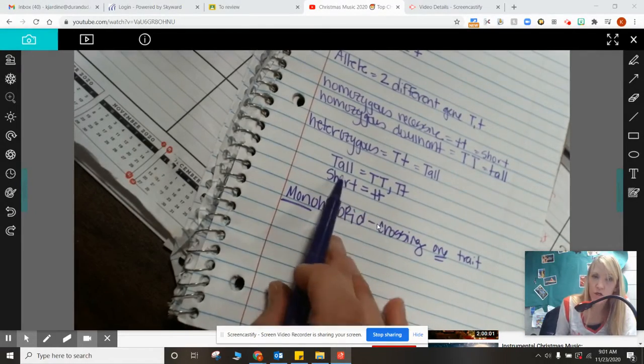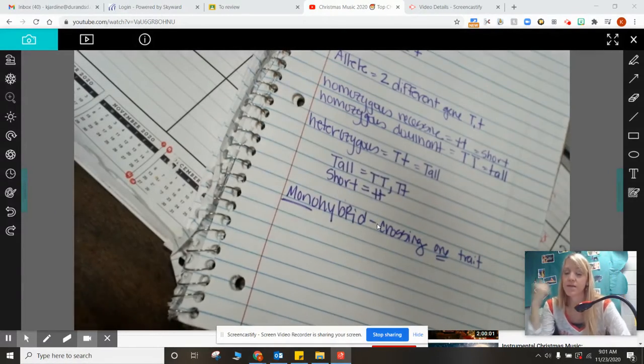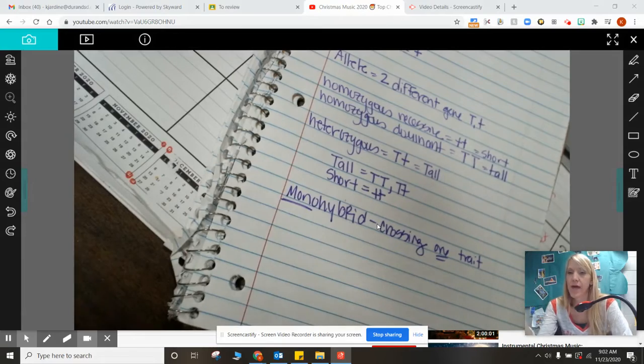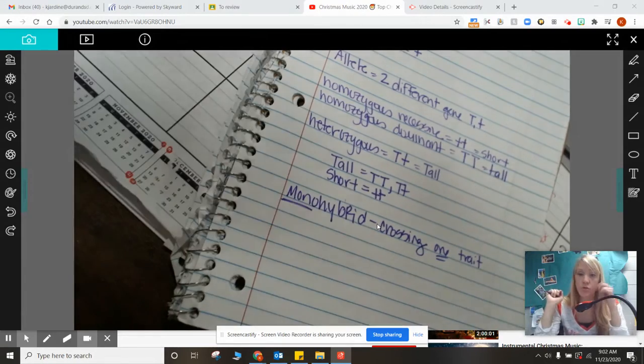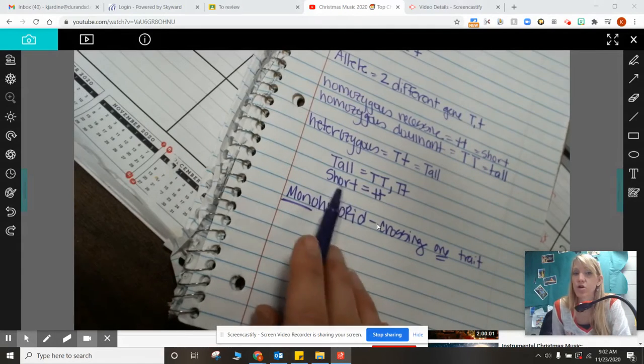So in this situation, tall and short, it's one or the other. That is a monohybrid cross because mono means one. It's one form of the trait. We're talking about height. If you're talking about the color of a cat, it's brown or black. The color is one trait, whether it is brown or black, those are the forms of the trait. So don't get confused. Monohybrid cross crosses one trait. In this situation, we're going to cross height.